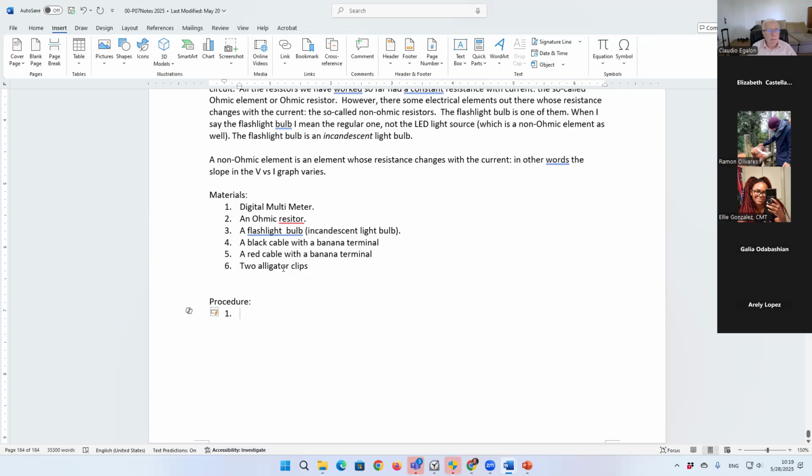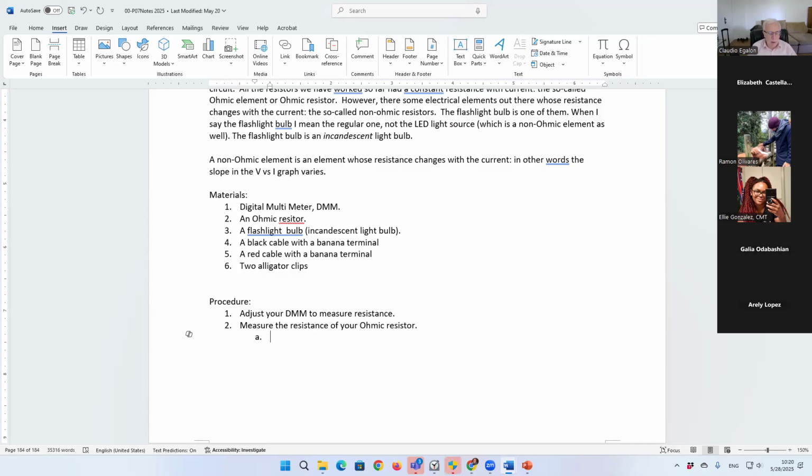So, one. Adjust your DMM. Here you go, digital multimeter, DMM. Adjust your digital multimeter to measure resistance. Okay. Measure the resistance of your ohmic resistor. And how do we do that?